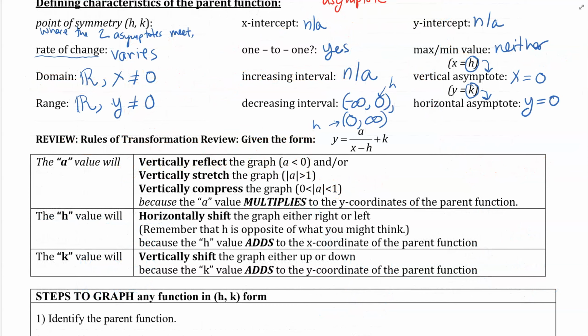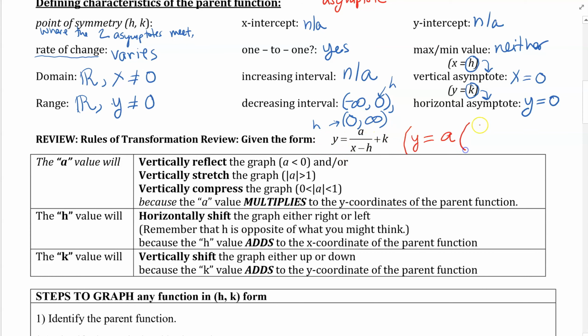So to graph transformations of the reciprocal function, functions of this form, we actually follow the same rules that we followed for quadratic and cubic and absolute value graphs. In fact, I kind of want to show you one thing right here. You could think of this HK form as looking like this.